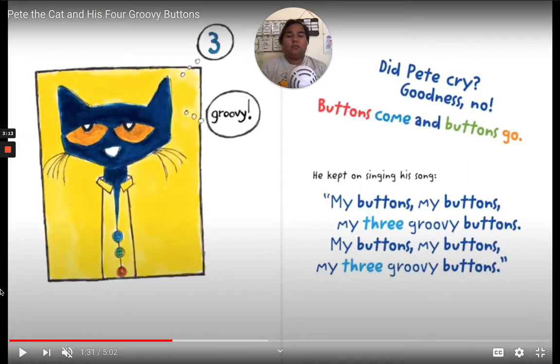3 groovy. Did Pete cry? Goodness, no. Buttons come and buttons go. He kept on singing his song.